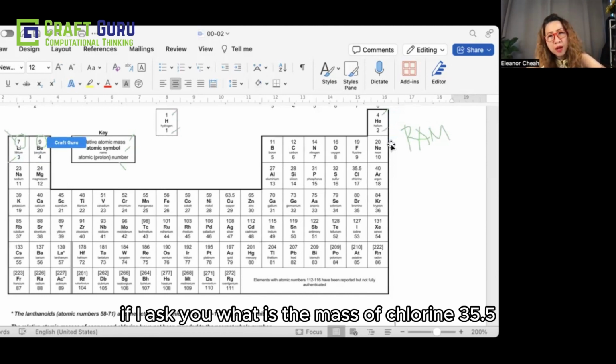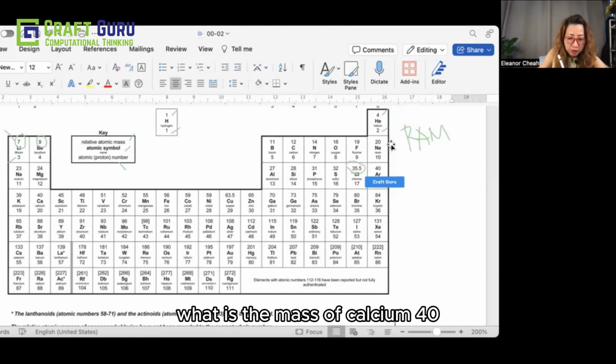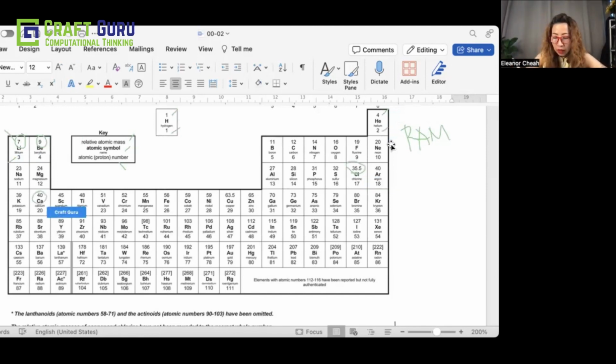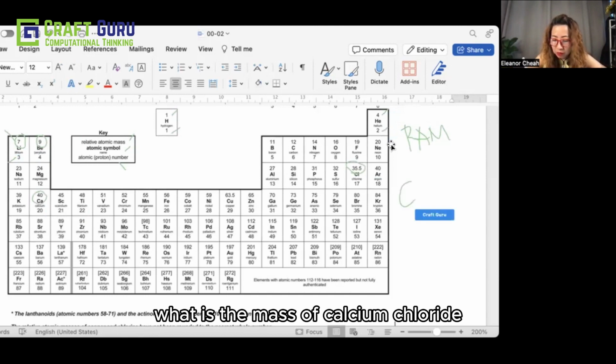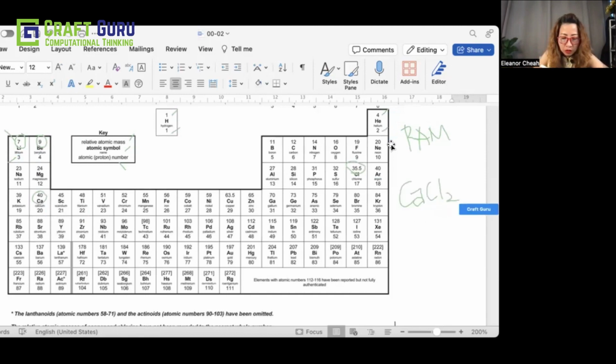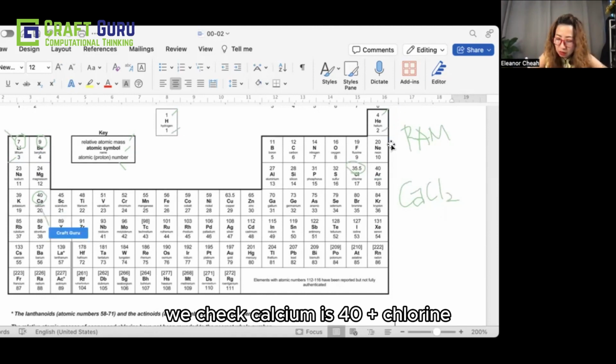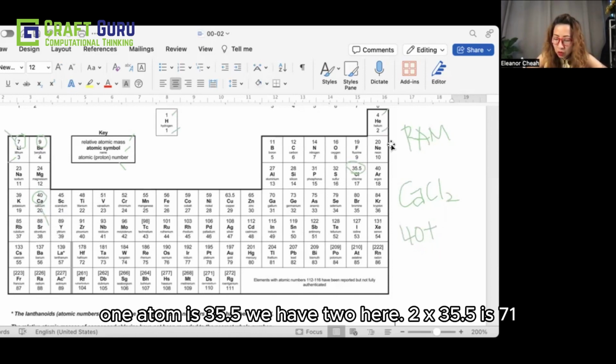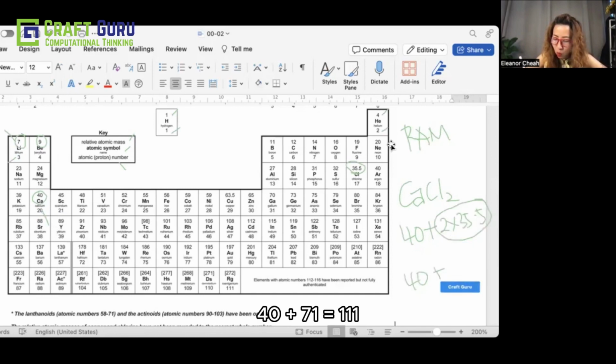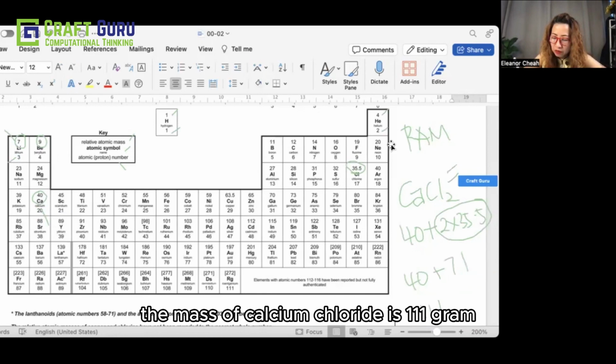If I ask you what is the mass of chlorine, 35.5. What is the mass of calcium, 40. What is the mass of calcium chloride? We check calcium is 40 plus chlorine, 1 atom is 35.5. We have 2 here, so 2 times 35.5 is 71. 40 plus 71 is 111. So the mass of calcium chloride is 111 gram.